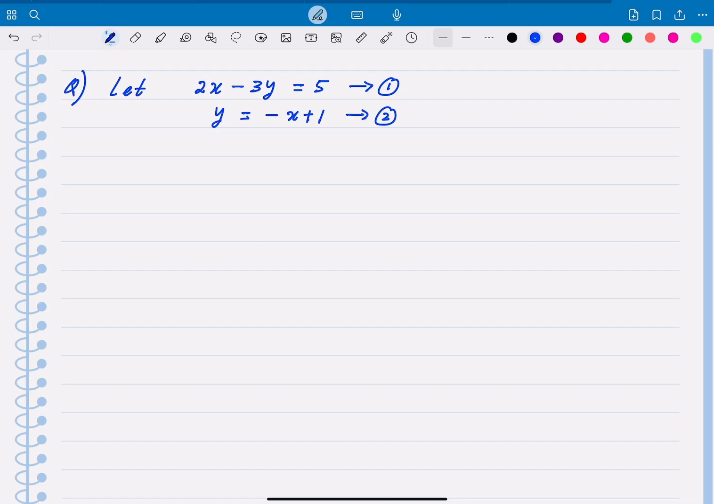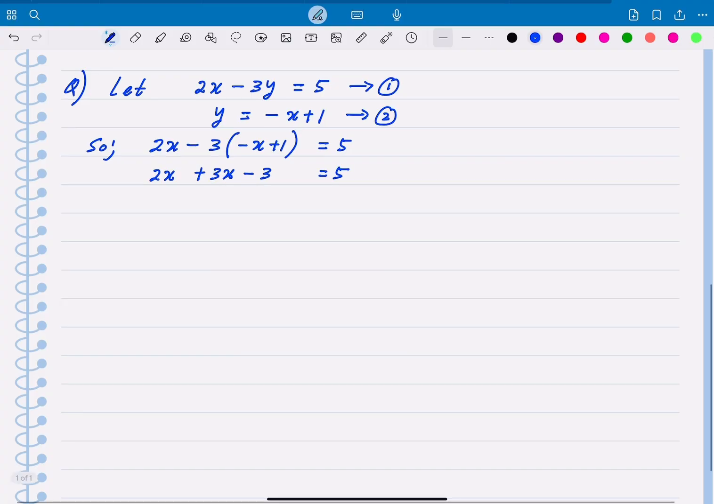Now y is already the subject. So we can directly substitute that into 1. 2x minus 3, always you have to be careful, use a bracket when you do a substitution. So minus x plus 1 is equal to 5. Easy. Now bracket simplification. It's going to be 2x plus 3x minus 3 is equal to 5. So now it's going to be 5x here. You move minus 3 to the other side. It's going to be 8. x is equal to 8 divided by 5.